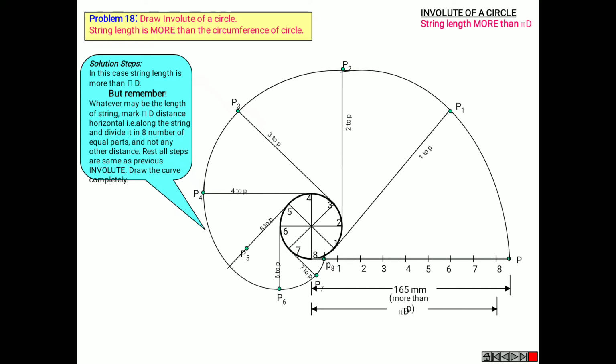So this part is higher than the circumference of the circle, and this is your pi d length up to 8. So that's the same. All the procedures are the same as the previous one, where the circumference equals the string length, but the only difference is extending some part of the line. The rest of the procedure is the same.